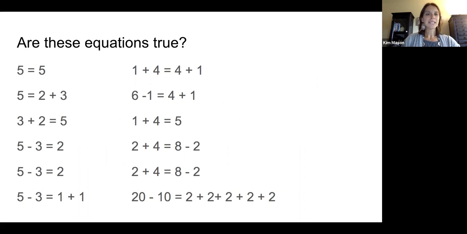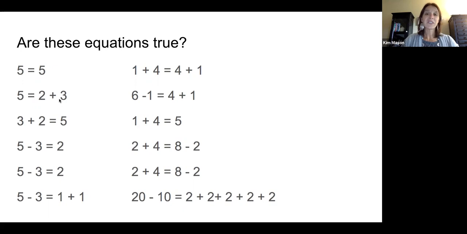You can see there's an equal sign in every single number sentence, so that makes it an equation. And look at this. Is 5 equal to 5? Yes, of course it is. If we look over here, we have 1 plus 4 equals 4 plus 1. Does the number change when we flip the add-ins? No.